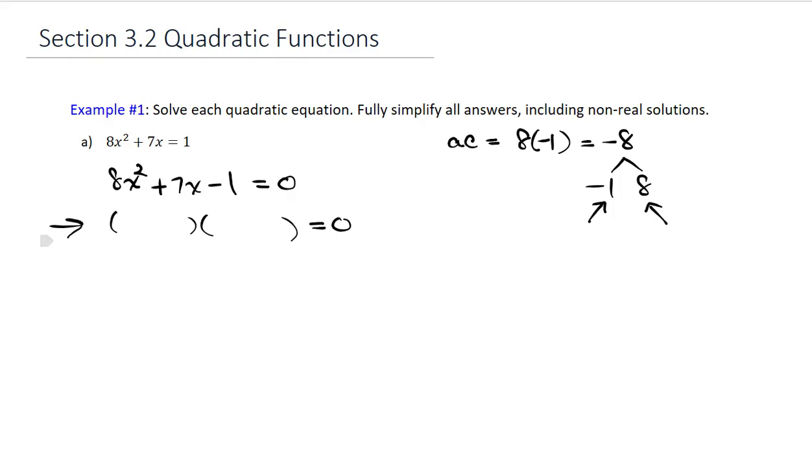So basically, I want to think of two factors that multiply to 8x squared. So start with 8x and 1x. And then for the last term of these binomials, we want to multiply two numbers together to get a -1. So we can go with -1 and +1. But now we need to check to see if the inside from FOIL and the outside from FOIL together will give us the +7x, which makes up the middle term of the quadratic equation.